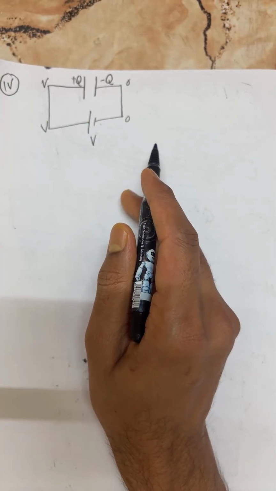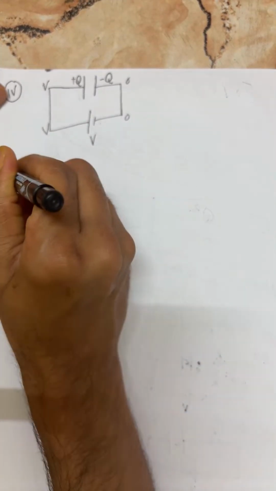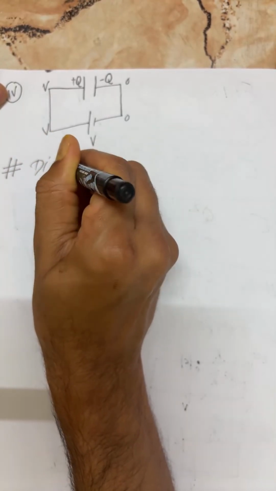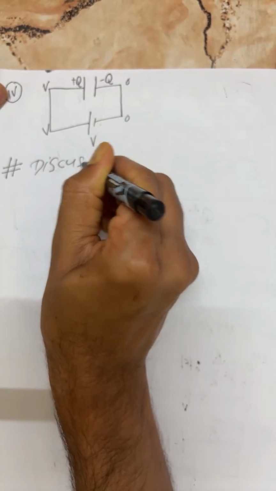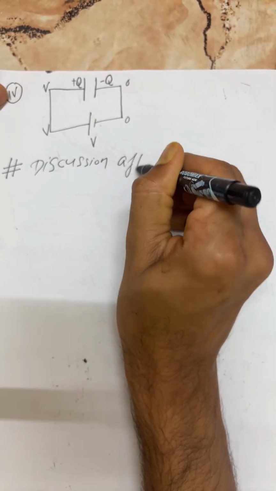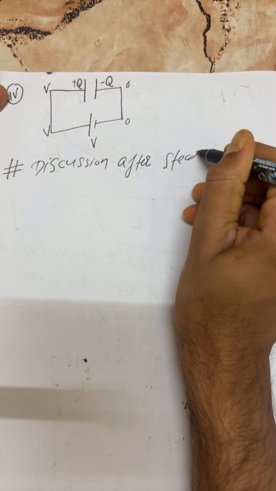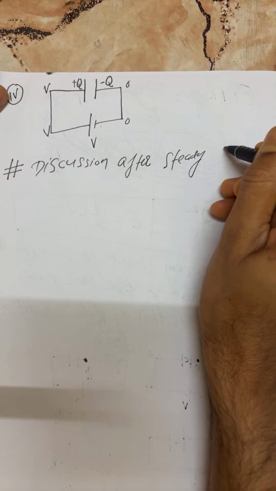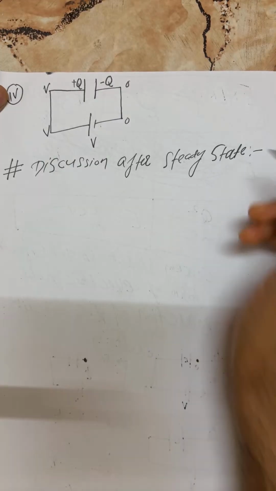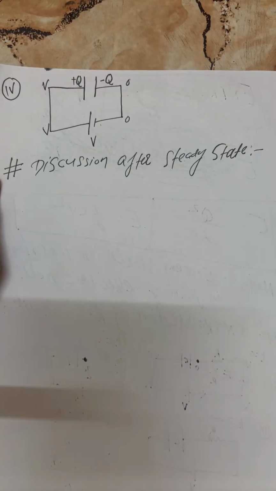Okay. So further, students, what is the discussion here? I'll do all these points later on. There are a few numericals which we can do from here directly. Discussion after steady state. Interesting here. After steady state, what you can see, students?